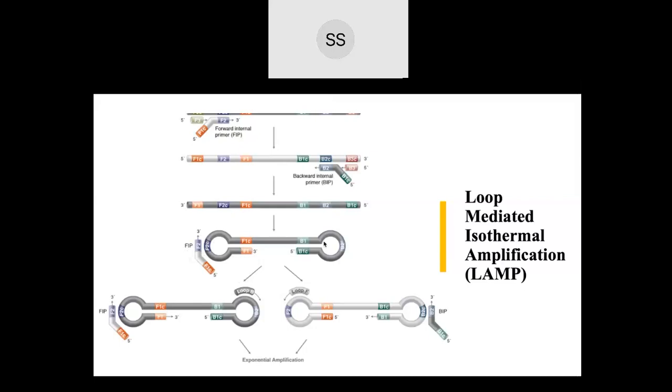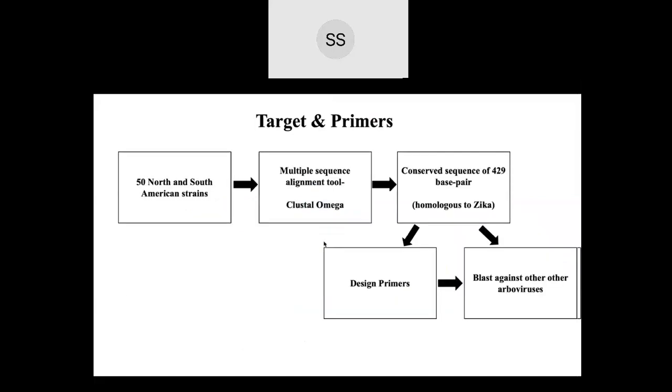This process happens at an isothermal temperature. Therefore, it is a faster process than RT-PCR. In RT-PCR, 3 different temperatures are required to amplify a target DNA or RNA.